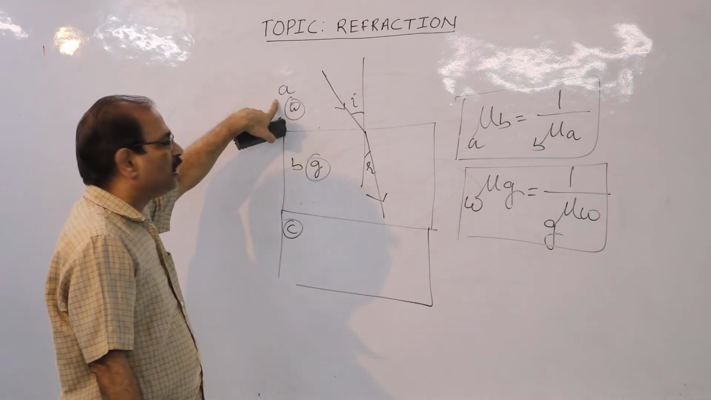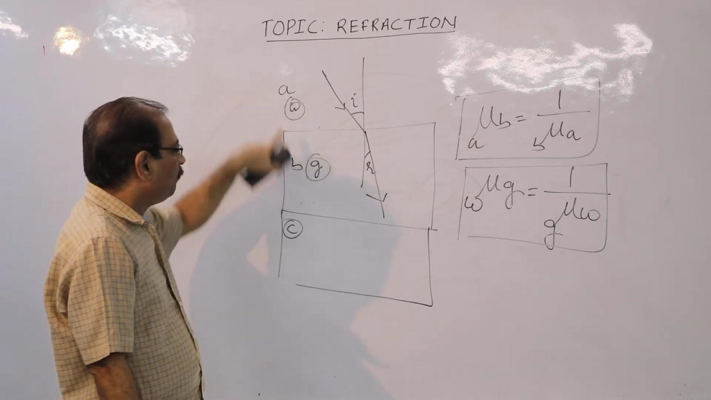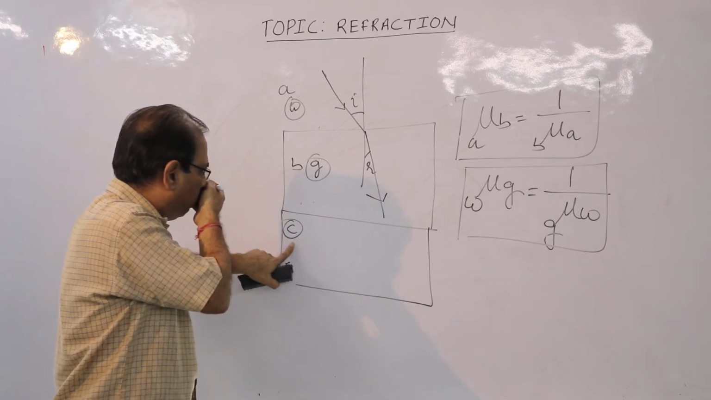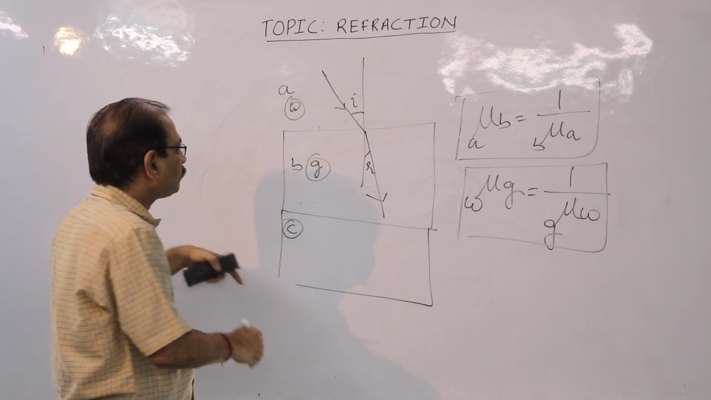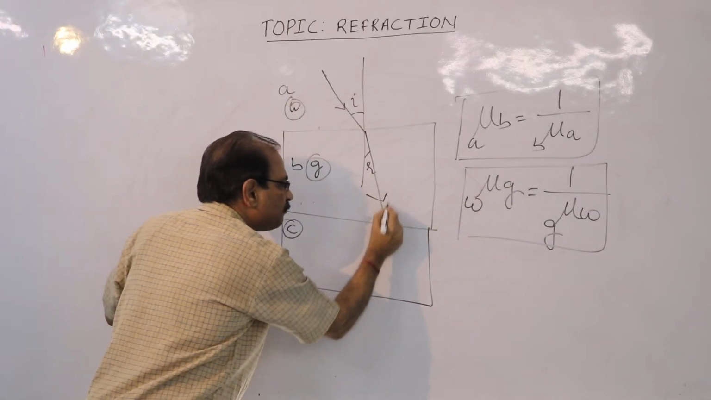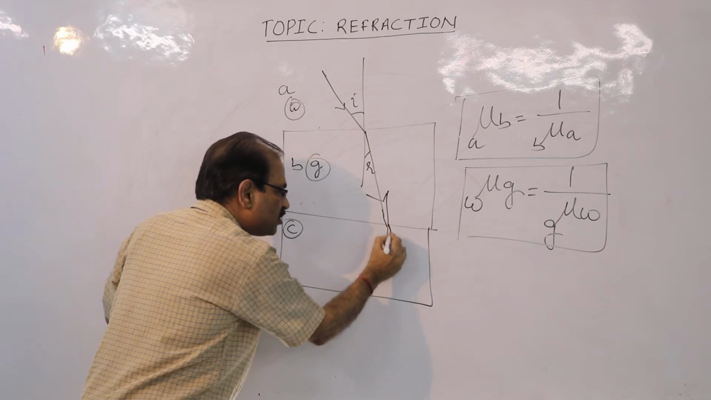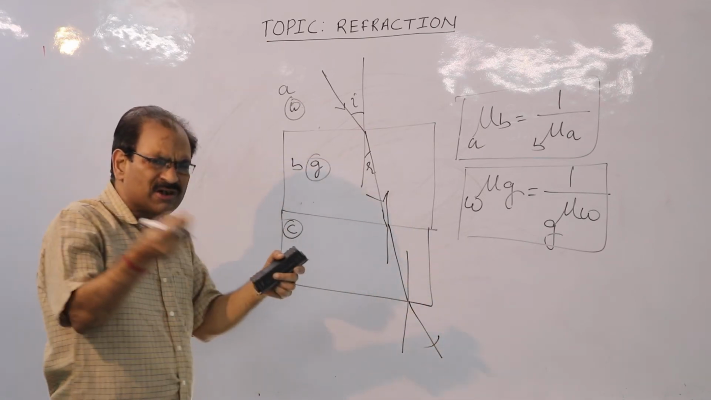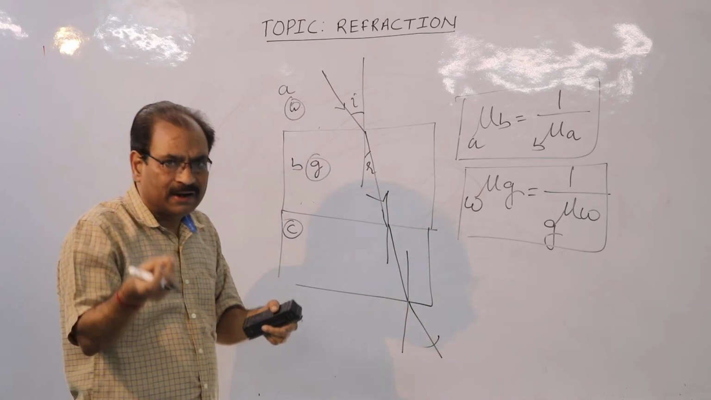Children, the ray is coming initially from medium number A to medium number B, and then to medium number C. So the ray is coming from A to B, B to C. Let us make the normal over here. It goes in this manner. Once again the normal, it is going here. So let me just explain to you the basics of this diagram.